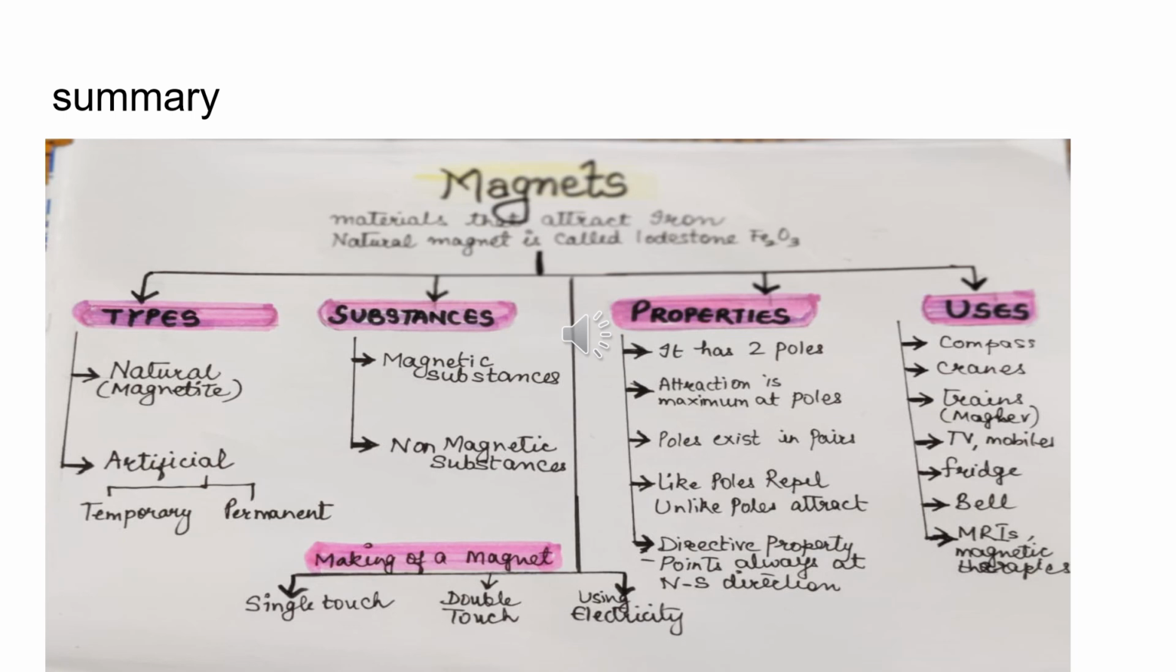How you can make a magnet? Yes, definitely single touch method, double touch method. You have to keep on stroking, stroking, stroking, but then it becomes very tiring also. The very common one is using electricity. Using electricity, we can make an iron object magnetic also.